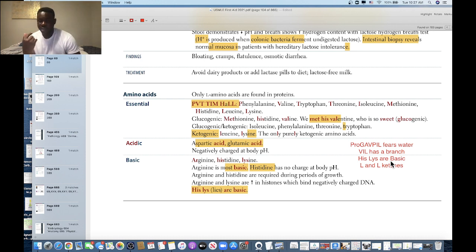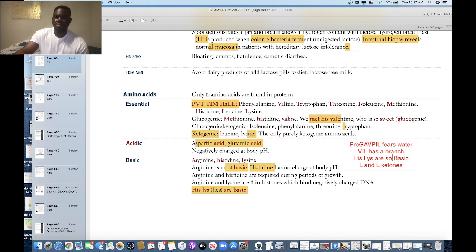Now the next one is: His Lies are so basic. His Lies are so basic. Right? Basic lies. Okay. Then L and L ketone: leucine and lysine are used to make ketone. So I'm going to sing it for you, and then you learn it from there. Pro Gav Peel fears water, Veal has a branch, His Lies are so basic, L and L ketone.